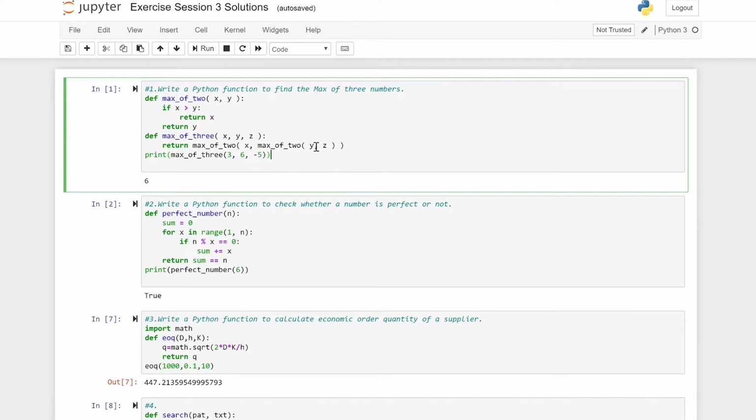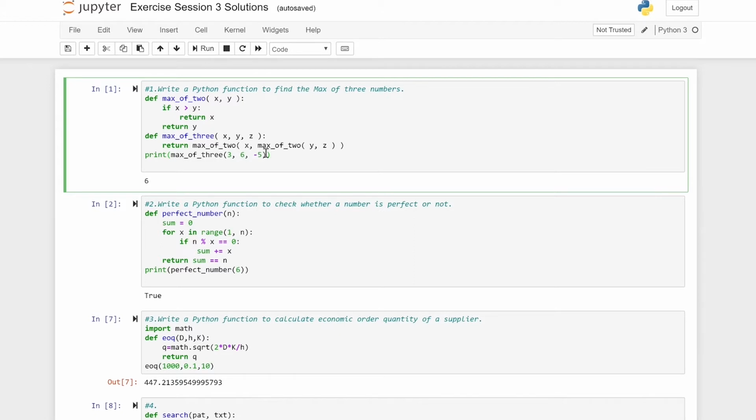Since this is y and z, this doesn't have to be y and z. But whenever I call this max of 2 function with y and z, x is going to be equal to the first value and y is going to be equal to the second value. So from this function, 6 and -5 will be passed to the max of 2 function. Since 6 is greater than -5, this function is going to return 6.